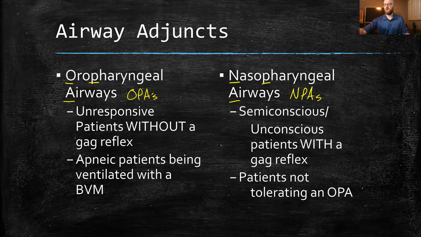NPAs, which are nasopharyngeal airways. They look like these, right? A little bendable, flexible tube. The OPAs are solid plastic, so they're not going to bend at all. But the NPAs are really bendable, typically green little tubes in a lot of places. These are for your semi-conscious or unconscious patients, but they do have a gag reflex.